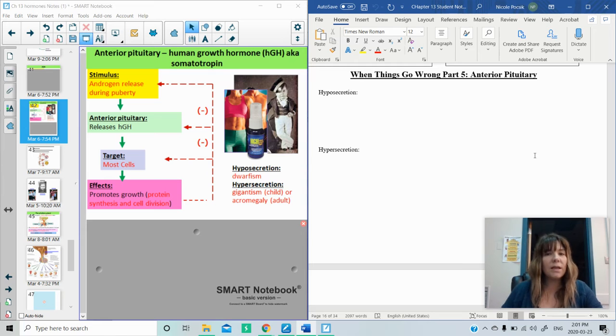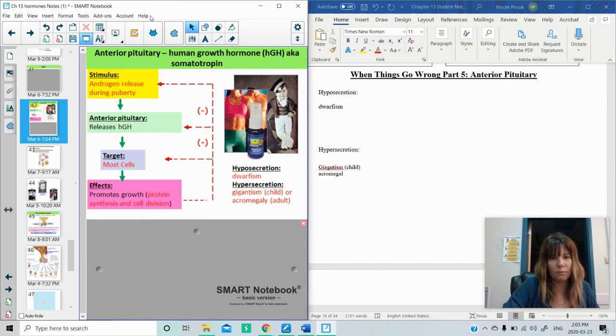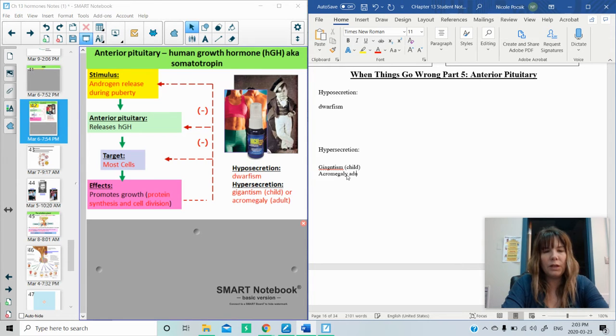In the notes that you are taking, underneath the hyposecretion and hypersecretion, you're going to add these here. If I was typing in my notes, I would write dwarfism here, and then over here, I would write gigantism. Again, this is for just the child, as you can see there. And this is going to be acromegaly. Now, acromegaly is found only in adults. It's a later onset version, and we're going to talk about the difference between those here in a second.